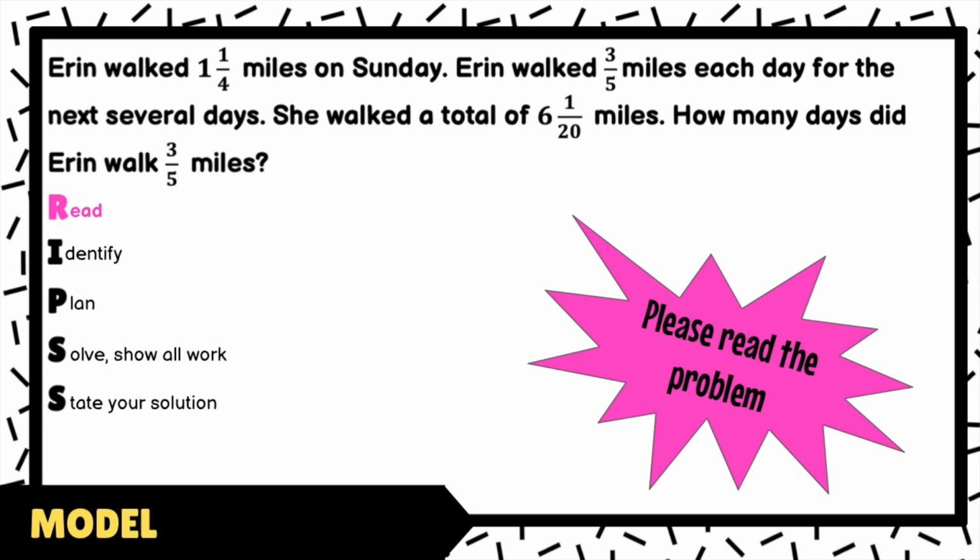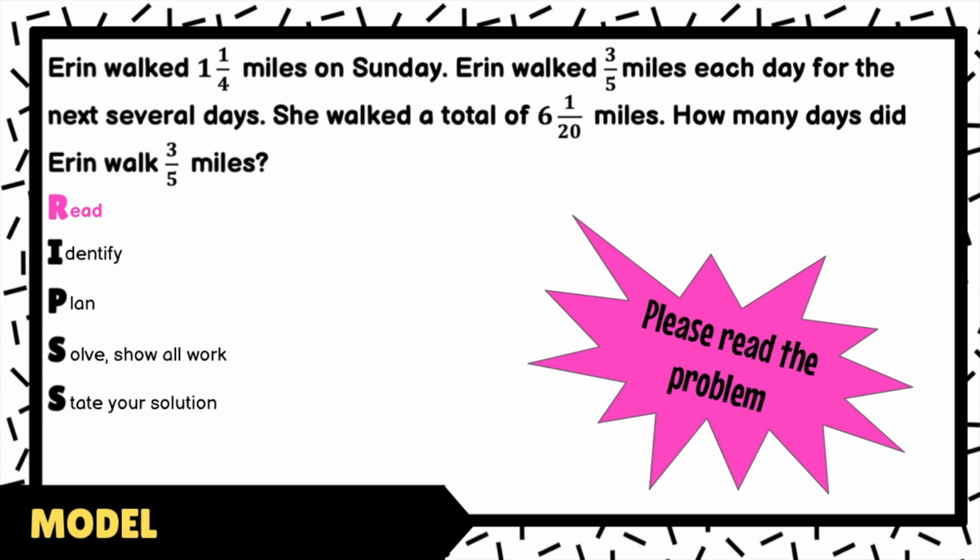So for our example, we're going to look at a word problem where Erin's going for a walk. Erin walked 1 1/4 miles on Sunday. Erin walked 3/5 miles each day for the next several days. She walked a total of 6 1/20 miles. How many days did Erin walk 3/5 miles?